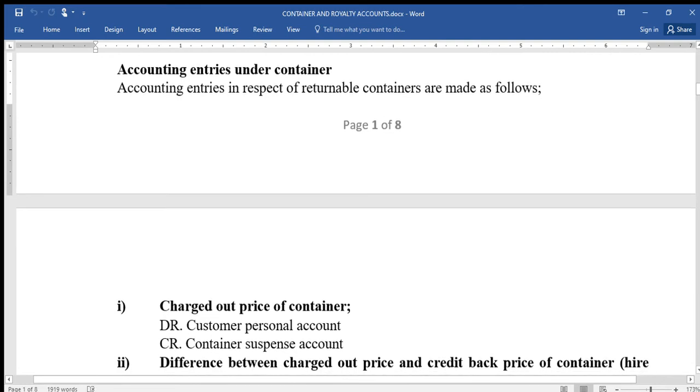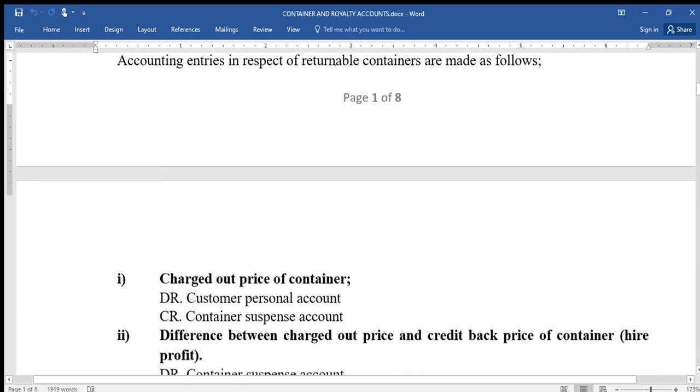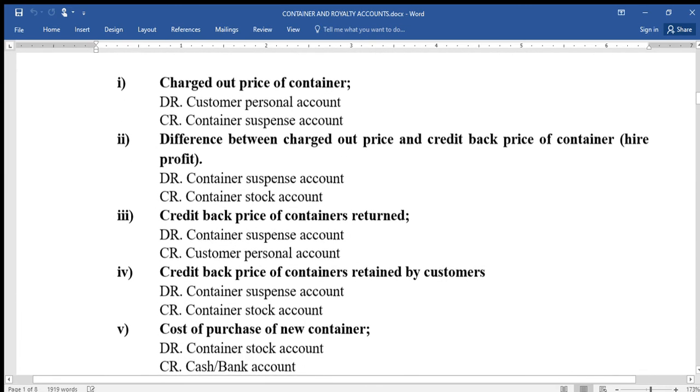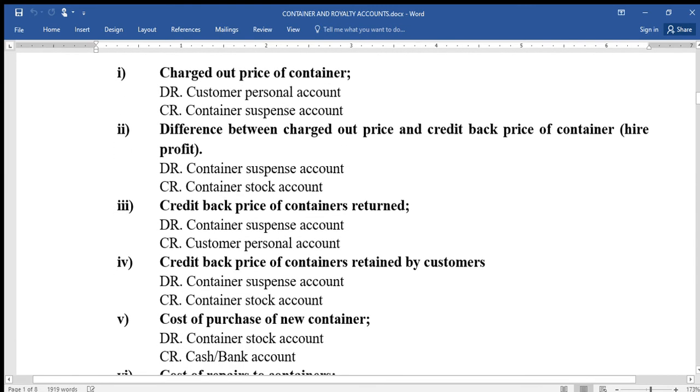Accounting entries in respect of returnable containers are made as follows. Charge out price: you debit the customer's personal account and you credit the container suspense account. Then, the difference between charge out price and the credit back price of the container, and that is hire profit: you debit the container suspense account and you credit the container stock account.